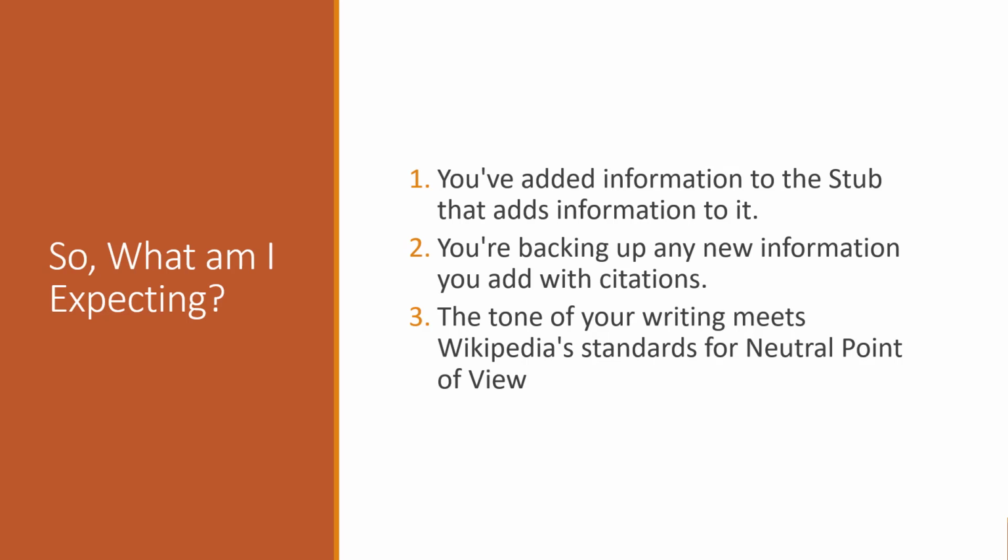So what exactly am I expecting from this rough draft? Okay, first off, relax. I'm not expecting this thing to be polished and finished yet. There may be parts where you have written down that you need more information, or that you don't have the language quite down yet. That's okay. I'm looking for the following. 1. You've added materials to the stub that add new information to it. 2. You're backing up this new information with citations. And 3. Your tone meets Wikipedia standards for neutral point of view.